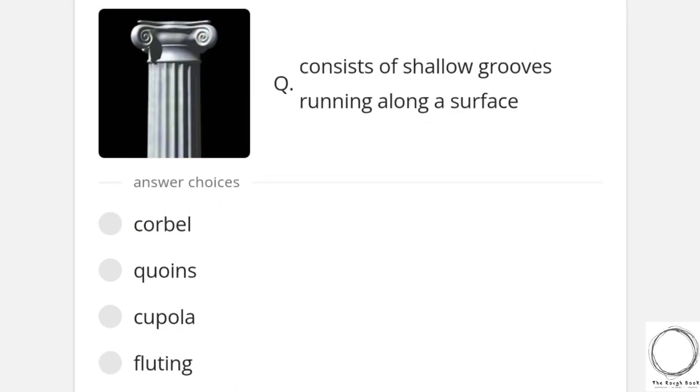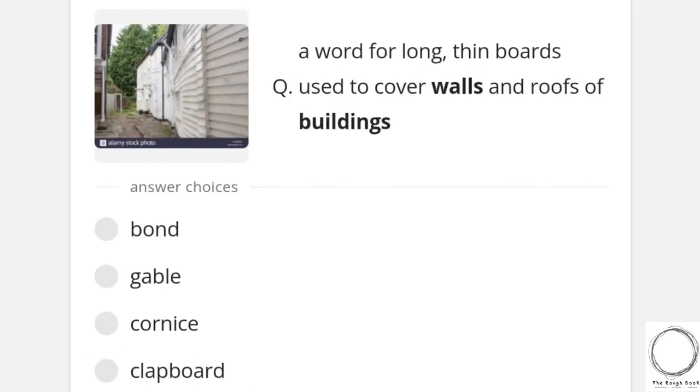Moving on to the next question, it consists of shallow grooves running along a surface, and like you can see in the image, they are talking about the grooves, and the options are crobble, quince, cupola, fluting, and the right answer is fluting.